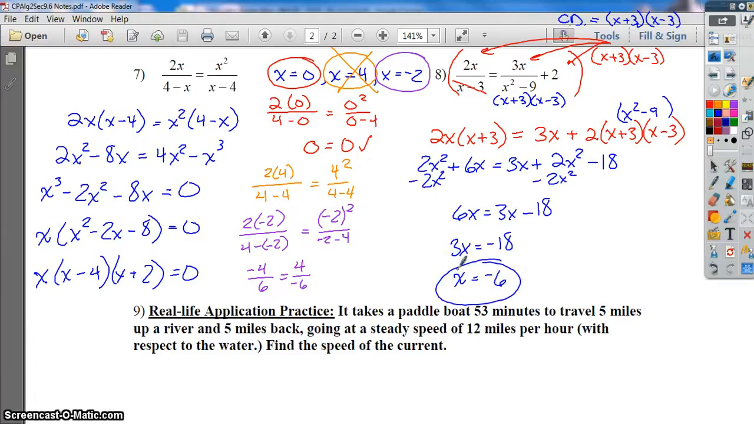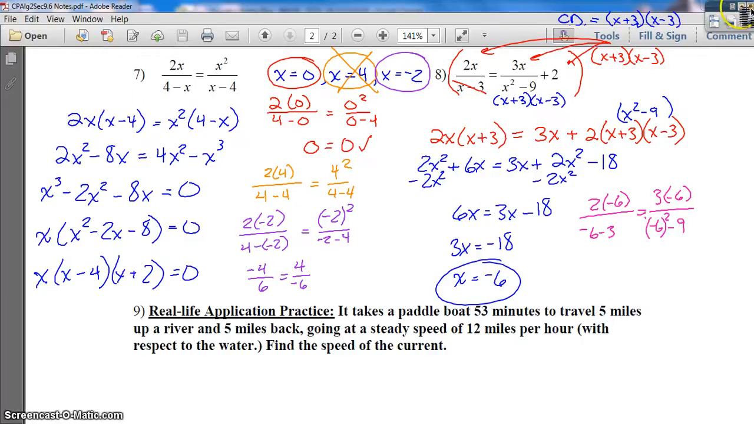So it looks like we have one solution here to check. So I'm going to go ahead and check this one. I got 2 times negative 6 over negative 6 minus 3 equals 3 times negative 6 over negative 6 squared minus 9. And then I'm going to add 2 on the end. So this looks like negative 12 over negative 9. Over here I have negative 18 over 36 minus 9 plus 2. So this guy here is going to be 4/3.